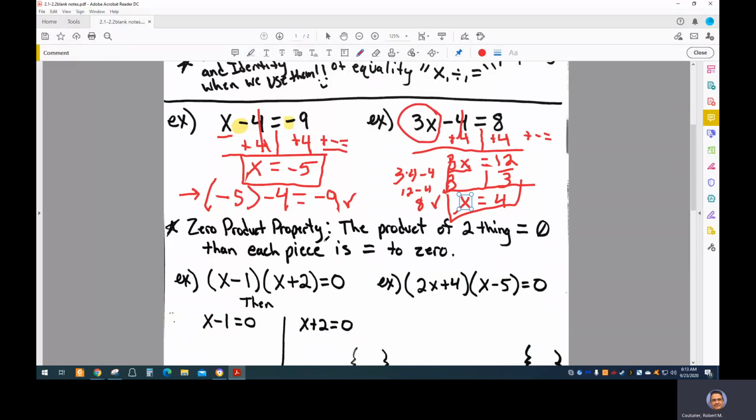Well, how can we take something that we should have learned in the past, like the one-step equations, and step it up a notch for algebra? Well, we have this rule here called the zero product property. It basically states the product of two things that equals 0. Okay? If there's a product of two things that equals 0, then each piece is equal to 0.